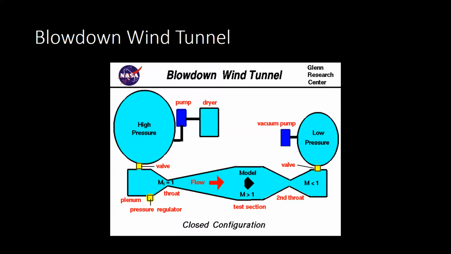Now, one of the ways to get around this is that some wind tunnels use helium or nitrogen, or really any other gas that has a lower boiling point.